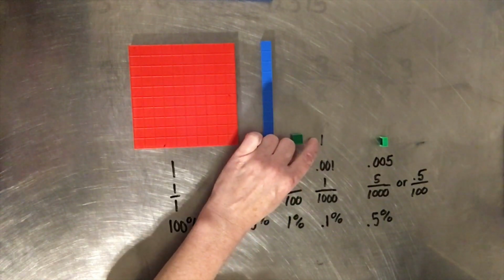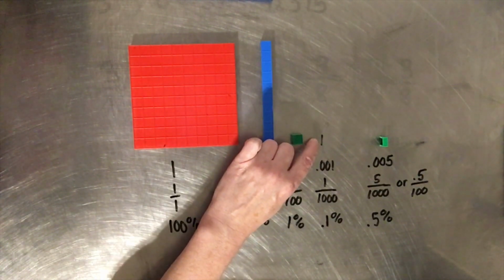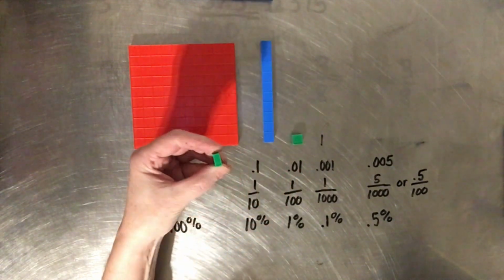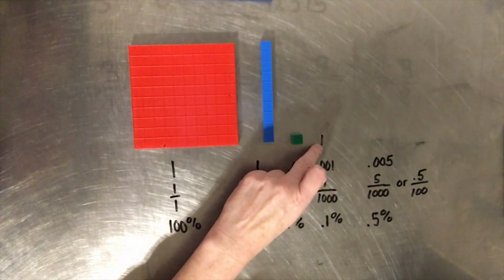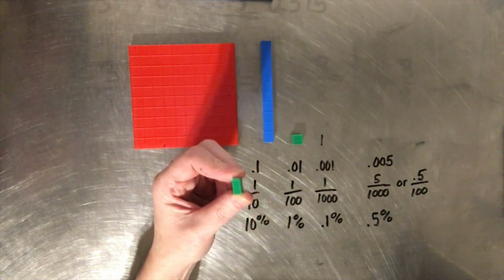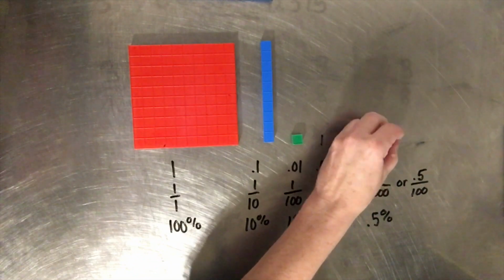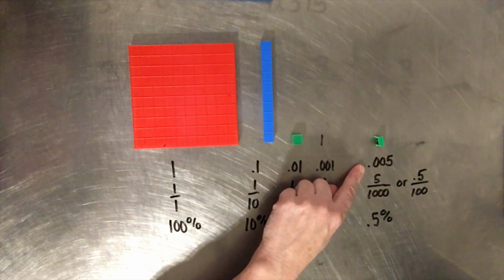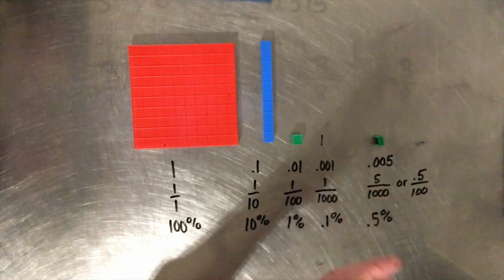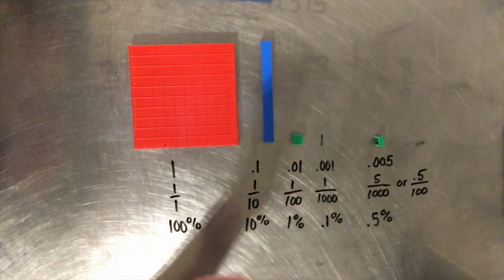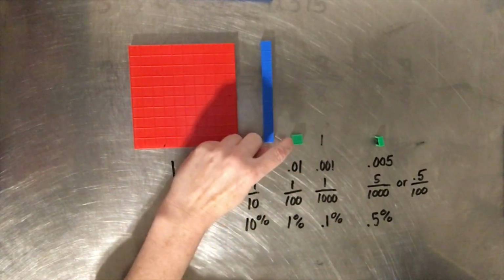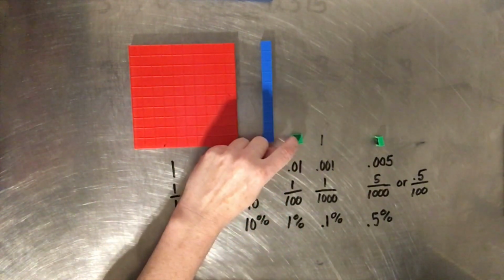Now, if that's our 0.1%, we could use this block here, which is one of these cut in half. That would mean that 5 of those fit in there, and that means that I would have 5/1000ths in this block here. So 5/1000ths, and that's how I would write it as a decimal, 0.005. As a fraction it's 5/1000ths, and as a percent, it's actually 0.5%, because it's half of a percent.